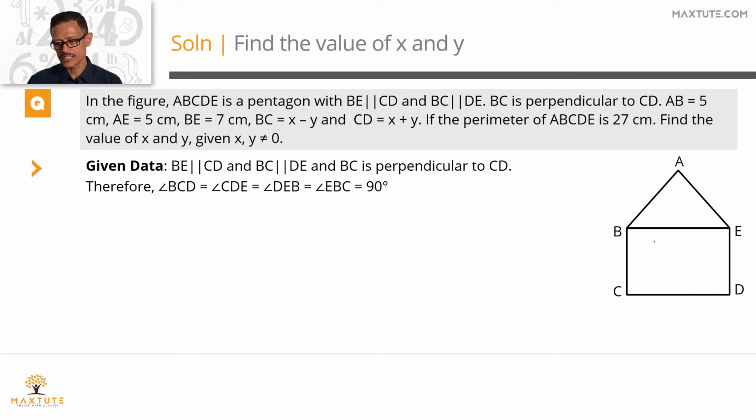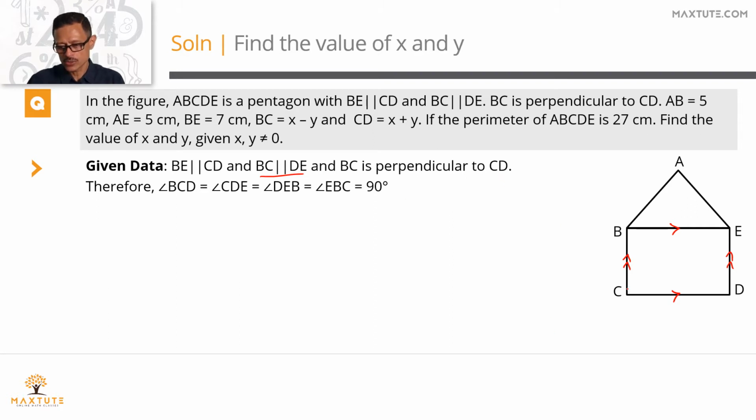BE is parallel to CD. Next piece of information, BC is parallel to DE. So look at this quadrilateral BCDE. They've essentially mentioned to us that opposite sides are parallel. It could be a parallelogram, it could be a rhombus, it could be a rectangle. Let's check out. Do we have additional information?